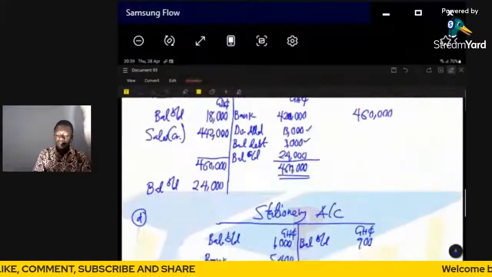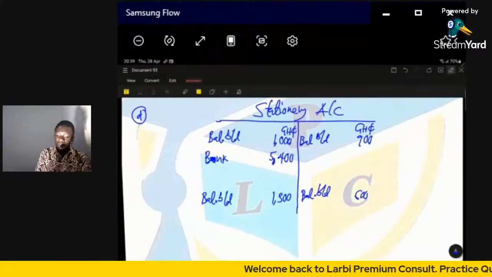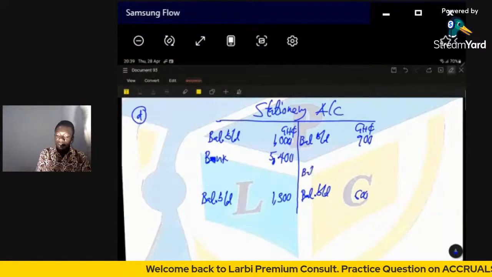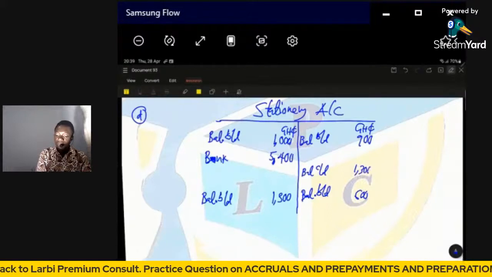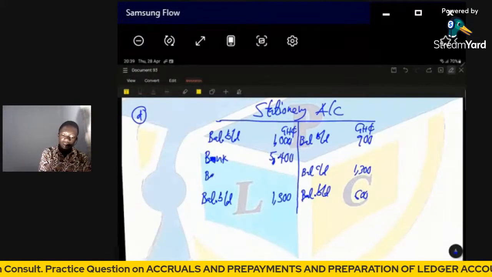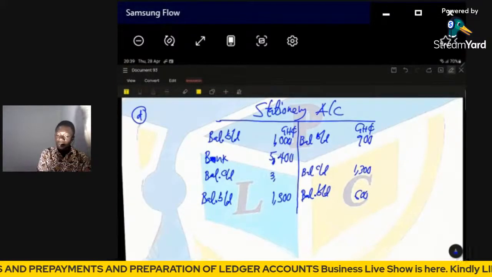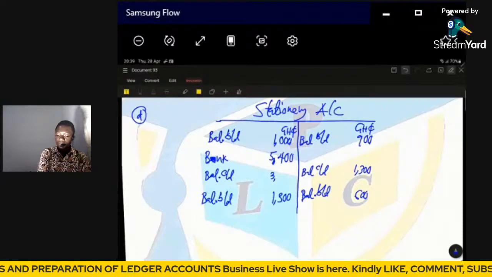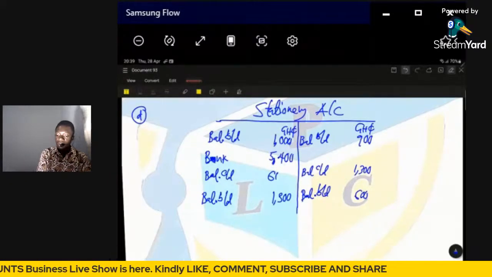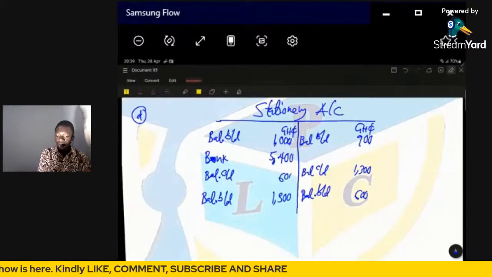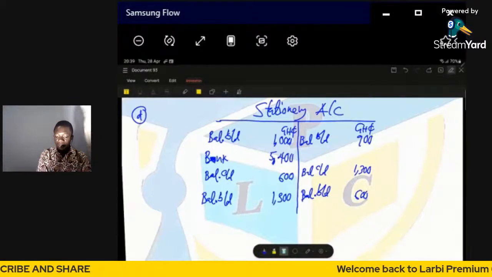So once you have that, you have their corresponding recording. So here you have balance brought down, and you're going to have here balance carried down as 1,300. And here you're going to have your balance carried down as 600. Let's have some space for it so that we can have the balances for it in that case.